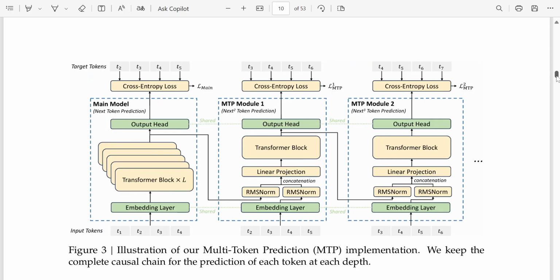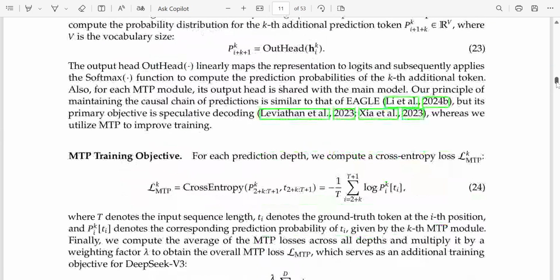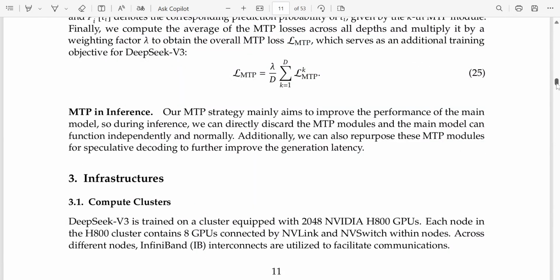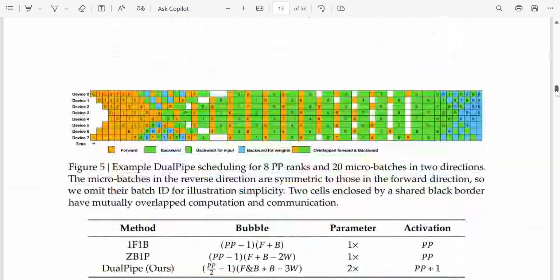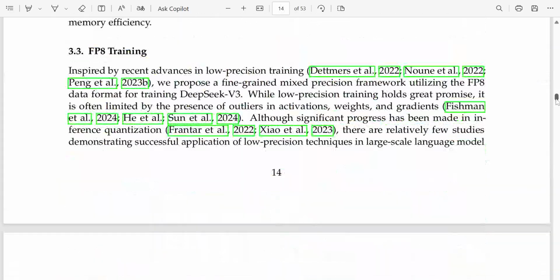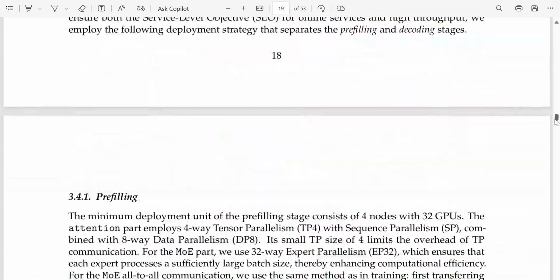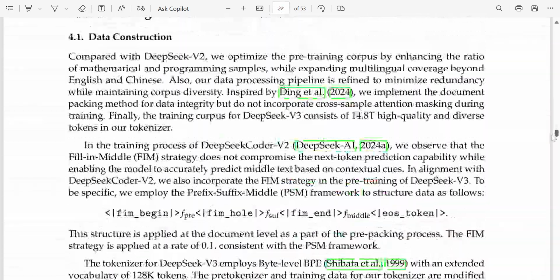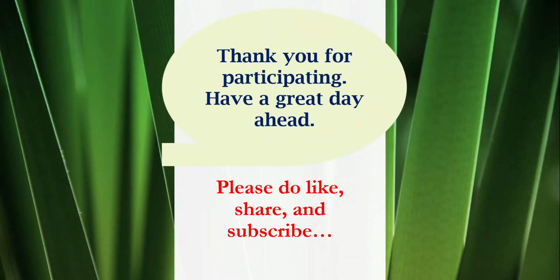It has embedding layers, RMS norm, and then we can see that it is using the MTP in inference, and then it is using a large number of GPUs. And this is the whole paper which you can get from their site. Then they are using quantization and other things, and finally they're using prefilling and other things. So you can get this paper this way, which we have discussed in simple terms, including only major facts. And that's a wrap.